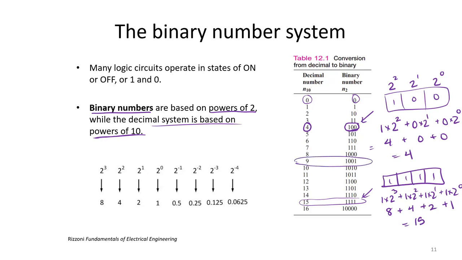Or, for example, number 9 would be written as 1001, or 1 times 2 to the third, plus 0 times 2 to the second, plus 0 times 2 to the first, plus 1 times 2 to the 0, which gives us 8 plus 0 plus 0 plus 1, or 9.